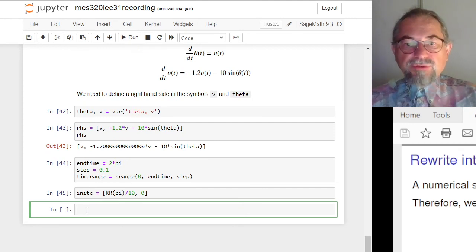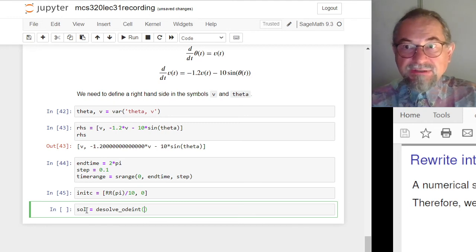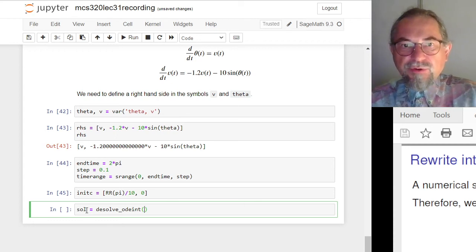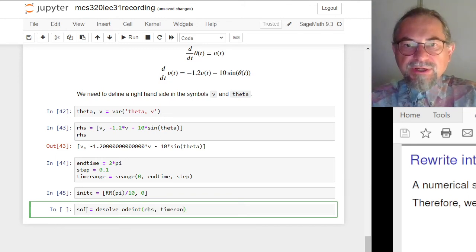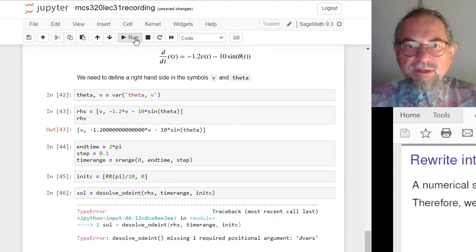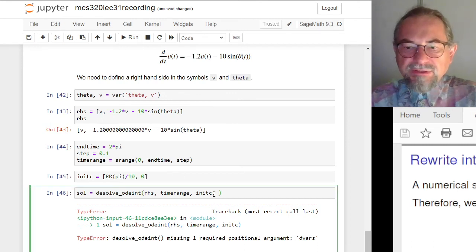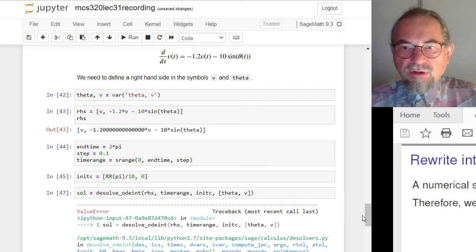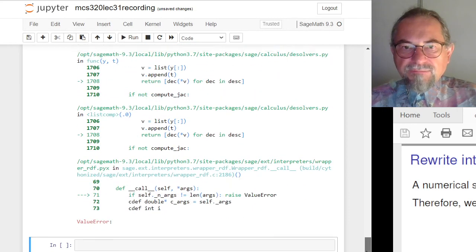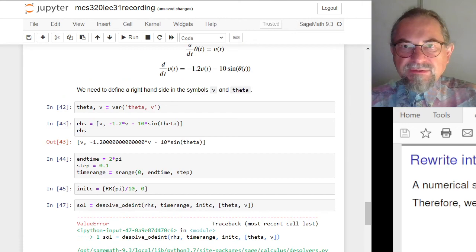And now I can attempt to formulate the numerical solver. So it's the odeint. odeint is in the SciPy package, or actually it's the odeint of ODEPACK, so that's another wrapper of a Fortran software. So that we're going to run now on the right hand side, on the time range, and with the initial conditions. I hope that I did not miss anything. So yes, I did. I had to specify that I'm solving this for theta and v. And now there is still something wrong. No, I made a syntax error.